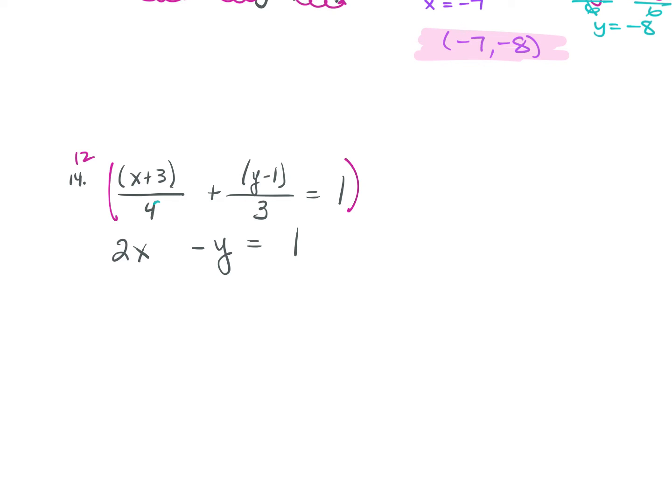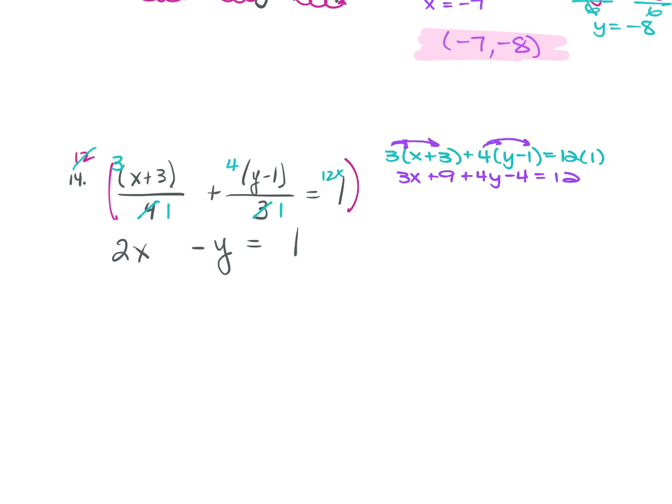That's going to make the 4 a 1, so you multiply by 3. The 12 times the y minus 1 over 3, the 3 becomes 1. You multiply it by 4 up top. And the 12 times 1 is just 12. So we're really doing 3 times x plus 3 plus 4 times y minus 1 is equal to 12 times 1. Distribute in the 3, distribute in the 4. That gives you 3x plus 9 plus 4y minus 4 is equal to 12.